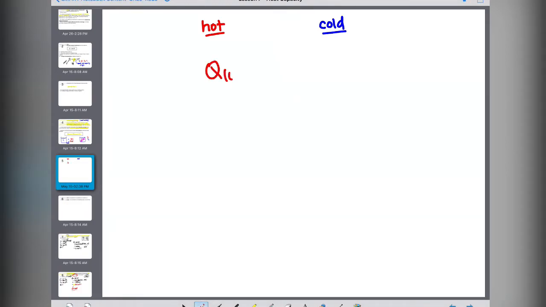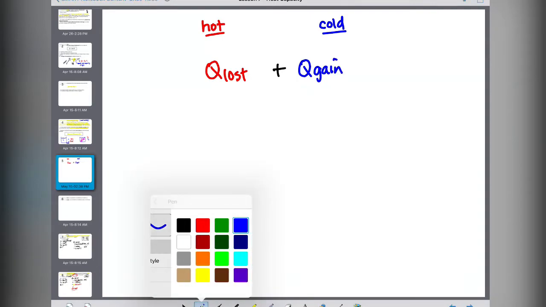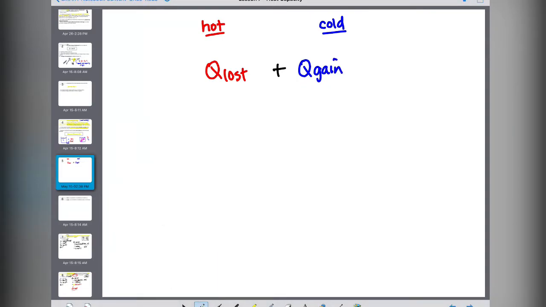So Q lost by the hot object, adding the heat that is gained by the cold object. Theoretically, according to the conservation of energy, it should equal 0, right? Because remember the examples we were doing, when we're losing energy, it actually becomes a negative number. So Q loss should be a negative number, and then the Q gain is positive, and if I add the two together, they should cancel and equal 0.